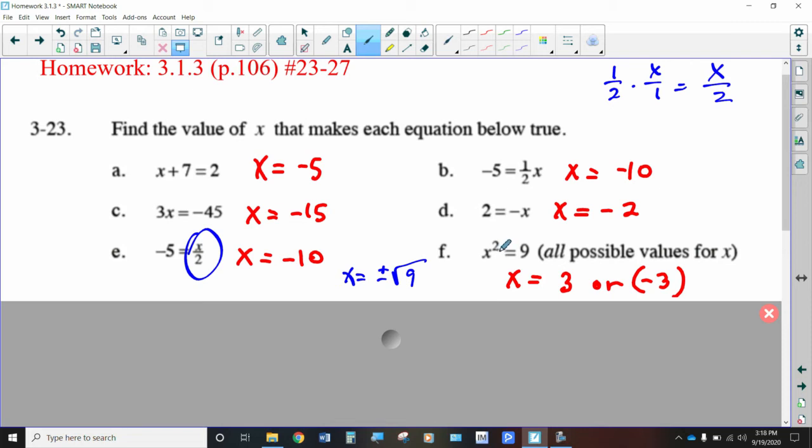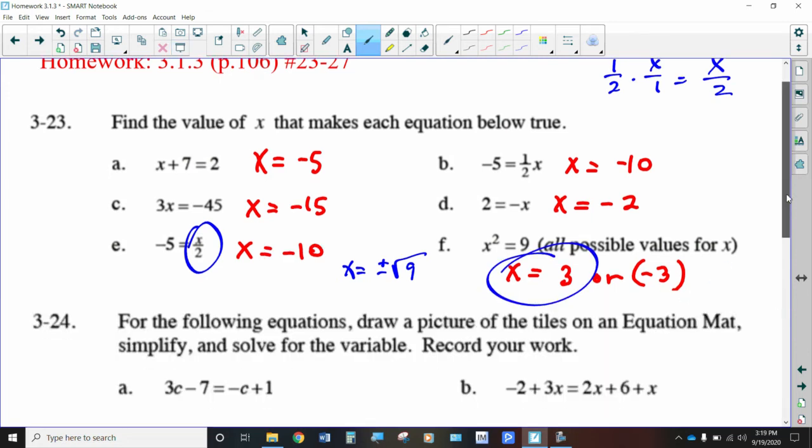In situations like when we get to Pythagorean theorem in chapter 9, we will only take the positive square roots. We would only take that one. And I'll explain why later.